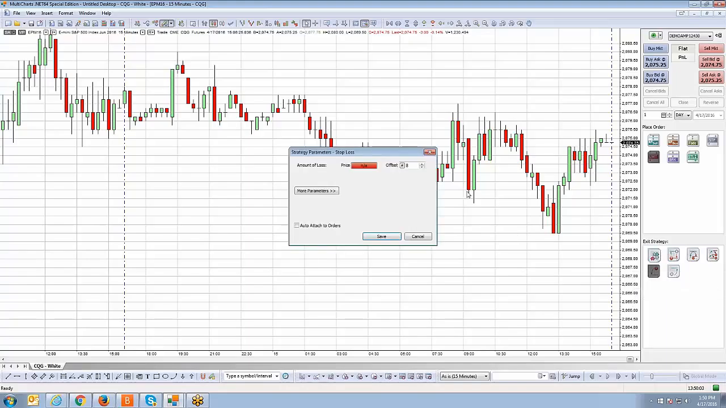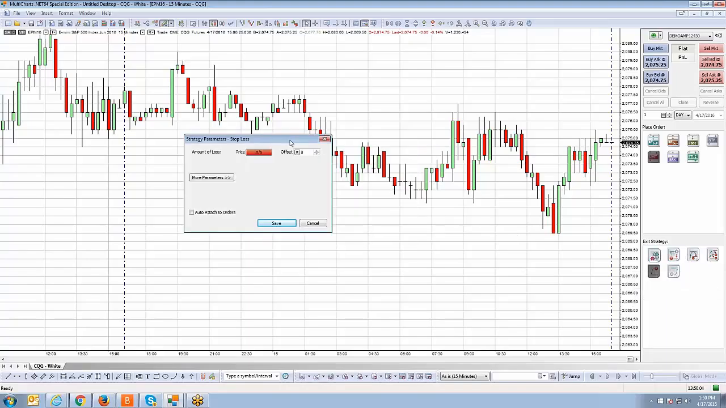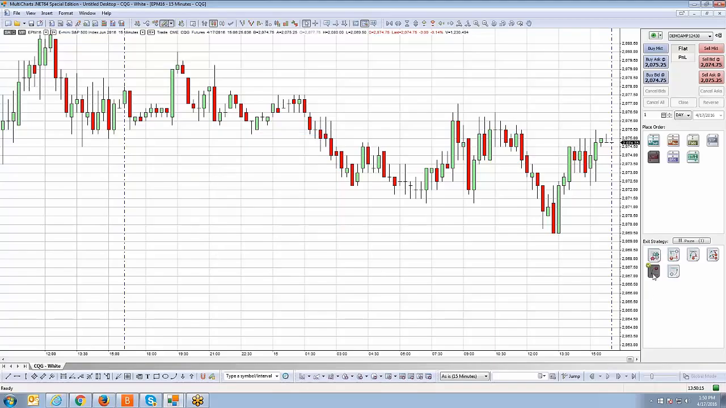Let's set the initial stop loss. We'll go ahead and set the amount of loss. We'll keep a very basic example of 8 ticks, which is 2 points on the mini S&P. We're going to auto-attach to orders. We're going to hit save. Notice there's a green check now on the stop loss strategy. So that's the first step.